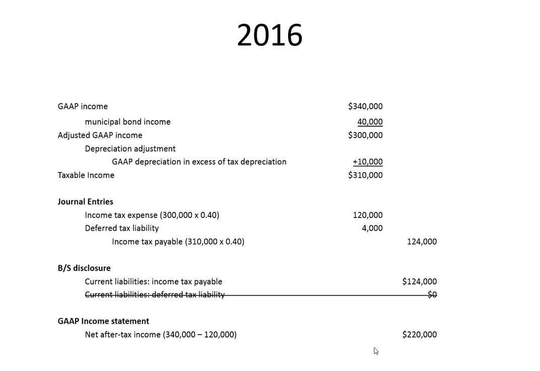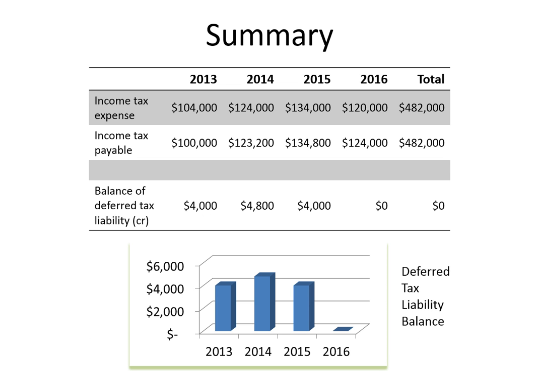Now let's take a look at all 4 years combined, and maybe that will help put things in a little bit more perspective. So here's a summary of what happened in 2013, 14, 15, and 16. This is nothing more than replicating what we just did on a year-by-year basis. So here's our income tax expense for each year, and here's our income tax payable for each year, and the difference was going into a deferred tax liability account.